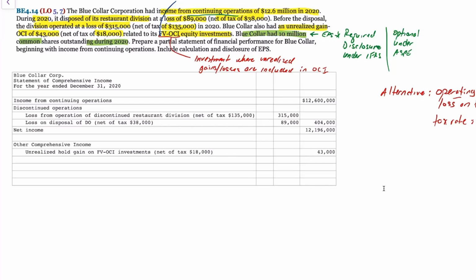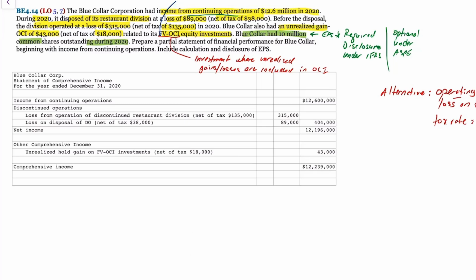Now, my income from operations plus or minus my DO gives you net income. Now, plus or minus anything that's in other comprehensive income. Now we call this comprehensive income. And that is our very last line of income, 12,239,000. So now are we done with our statement? We can move on to the next question in our exam.